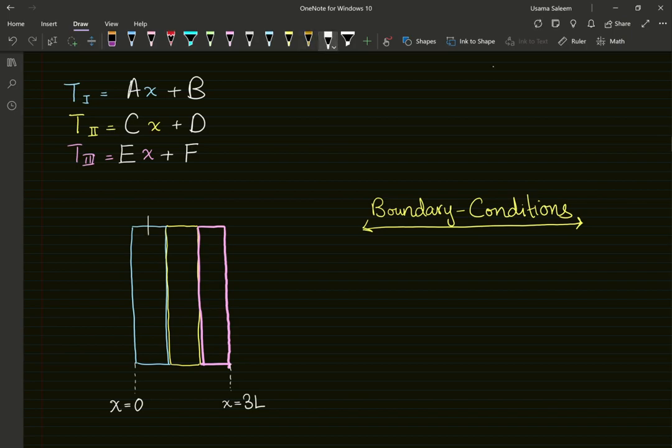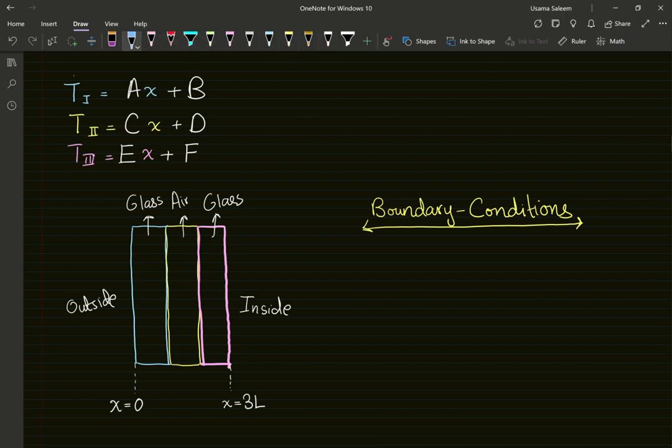We start off with glass at x equals 0, then after some width we have an air gap, and we also have glass on the inside. Outside is at x equals 0 and inside is at x equals 3L. All right, very good. So at this point I have my equations for my three domains.